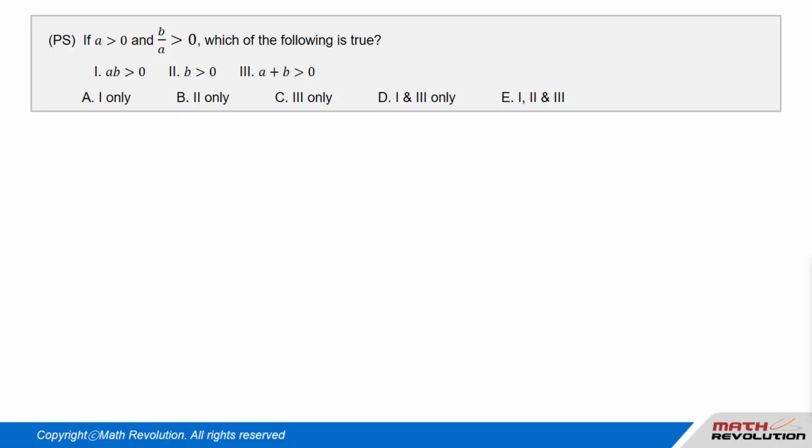Question. If a is greater than 0 and b over a is greater than 0, which of the following is true? Option 1. a times b is greater than 0. Option 2. b is greater than 0. Option 3. a plus b is greater than 0.